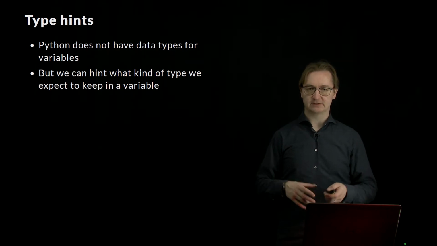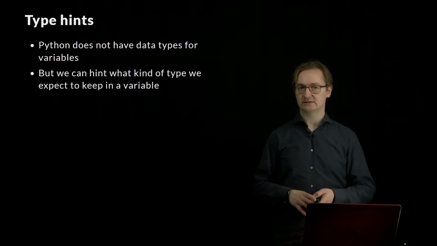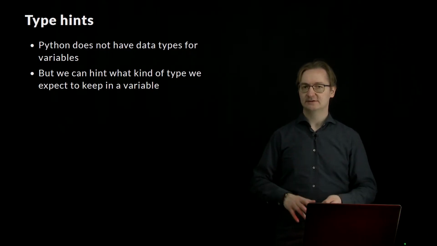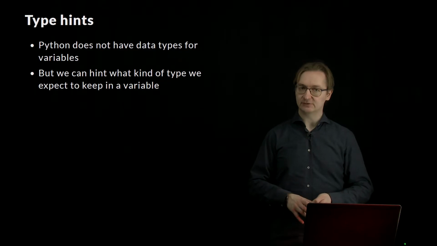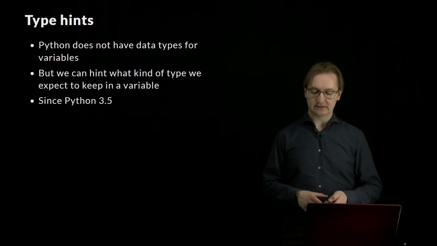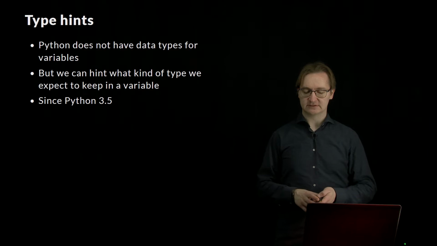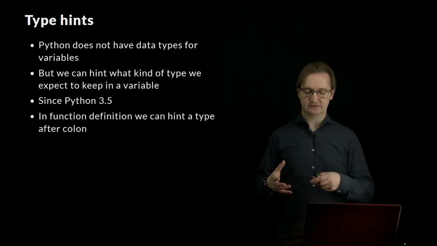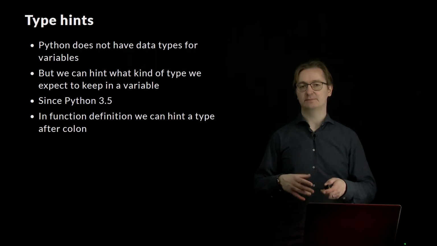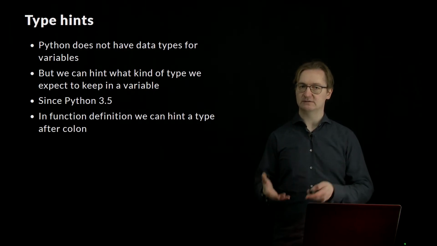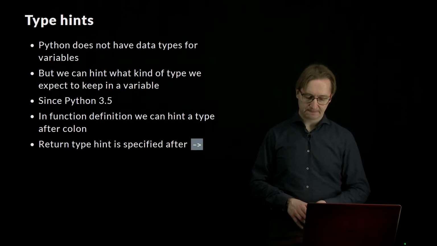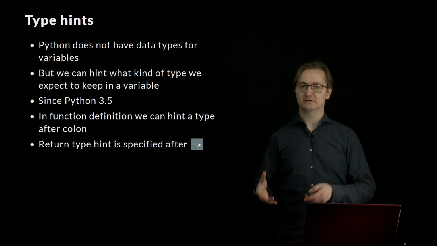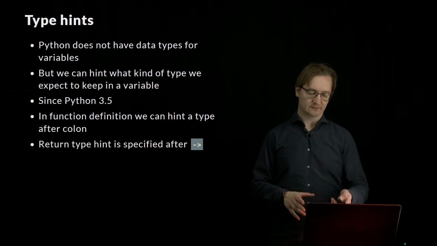What the type hint says is that basically you can give some hints about what kind of values you expect it to have. It's available since Python 3.5. For example, in a function definition, we can hint what type of values we expect in certain parameters. And the return type we can also hint by specifying the type after an arrow here.